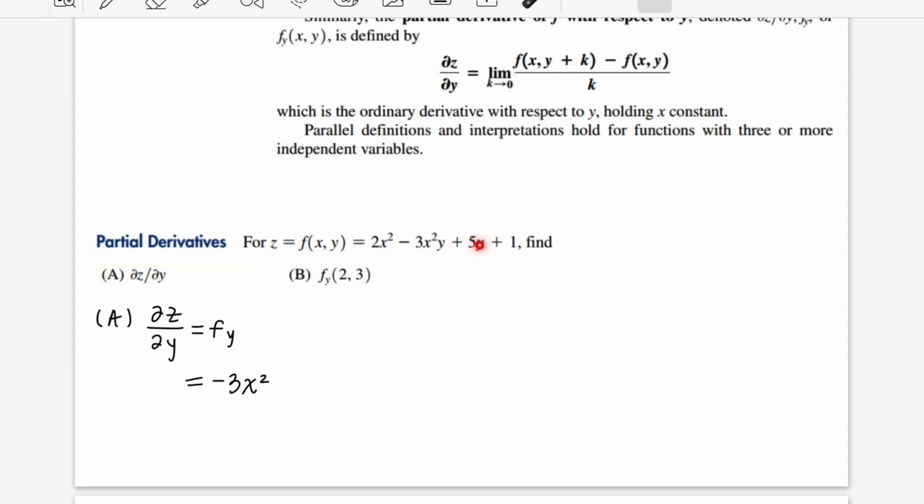Similarly, taking the derivative of 5y, 5 is a constant, taking the derivative of this, we're just left with that constant. So that would be our partial derivative of z with respect to y. Now, if we want to evaluate f sub y at 2, 3, what we're doing is we're plugging in our value for x is 2 and our value for y is 3. In this case, we don't have a y term here, but that's fine. Plugging in our value for x here, we get negative 3 times 4, which is negative 12 plus 5, so this will be negative 7.